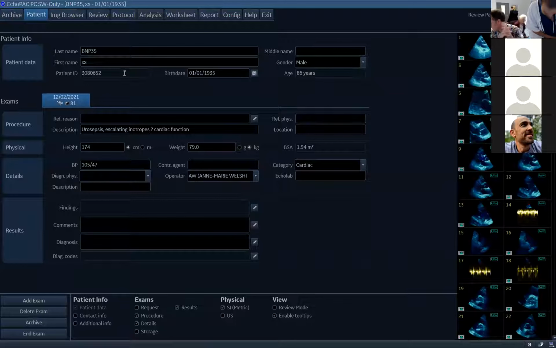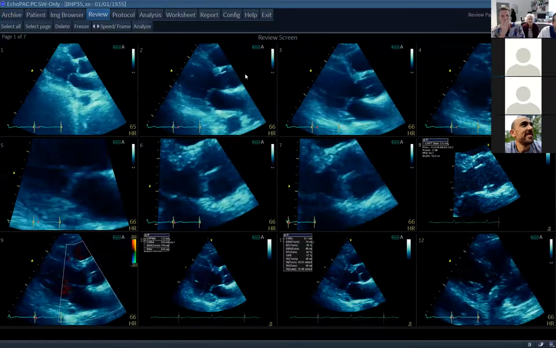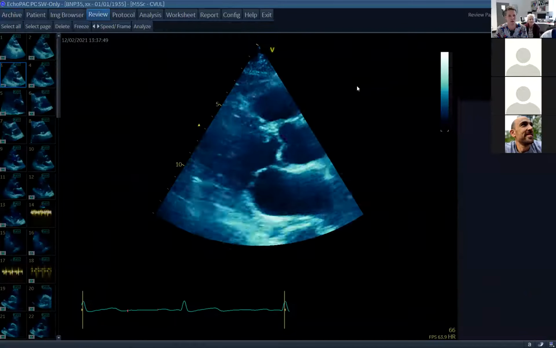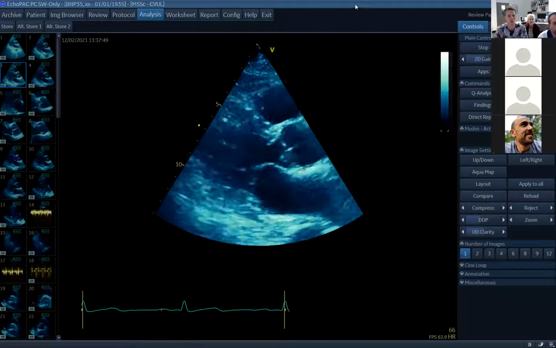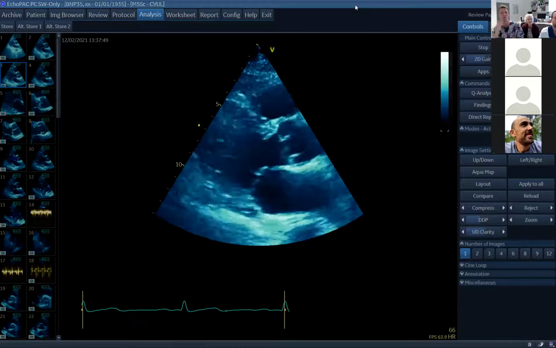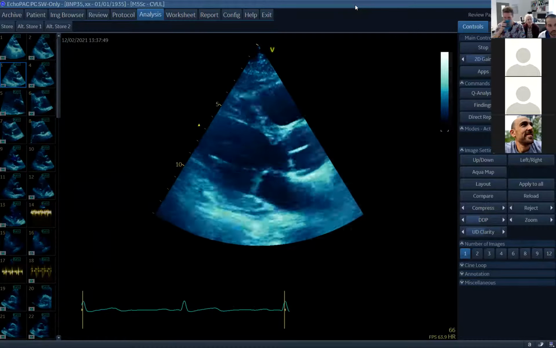So, yeah, he's an 85-year-old gentleman, urosepsis, escalating noradrenaline requirements. That'll do. He's on something now, isn't he? Absolutely, he's on escalating noradrenaline. I'd say noradrenaline of 25, 30. Yeah. Okay, so I'm looking at a parasternal long axis.